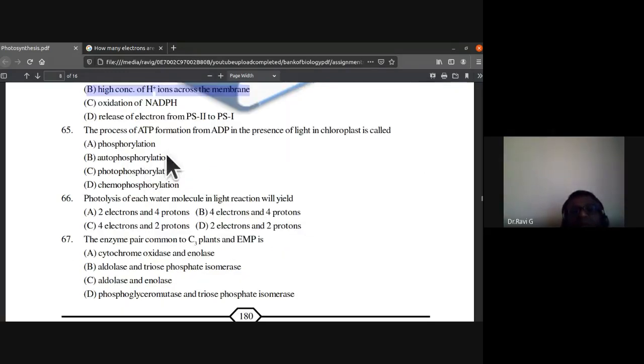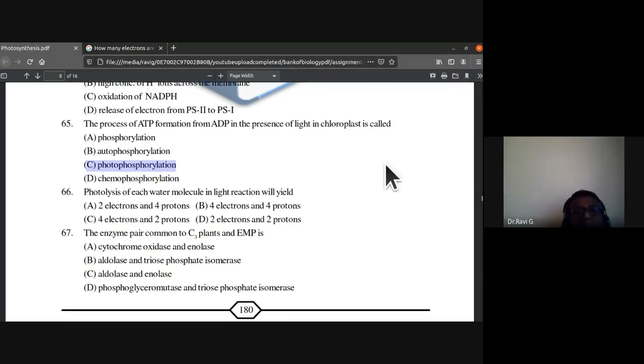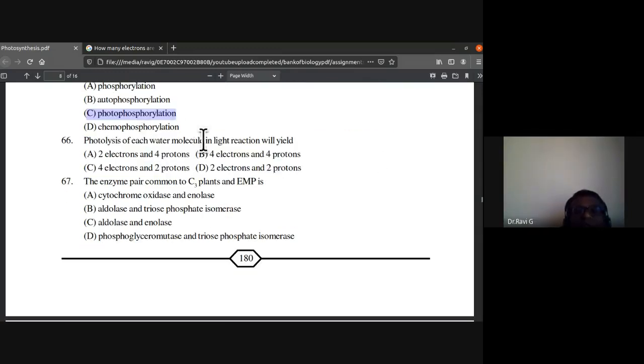65th, the process of ATP formation from ADP in the presence of light in chloroplast is called Photophosphorylation. C, Photophosphorylation. Photolysis of each water molecule in light reaction will yield how many, each water molecule, they have asked.